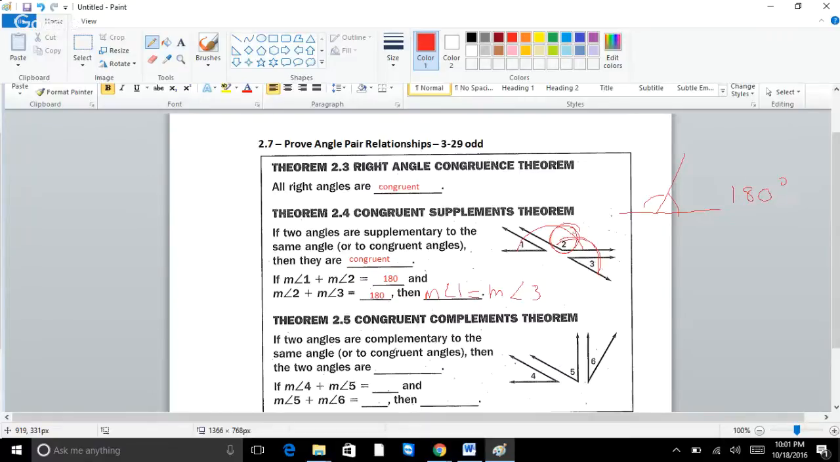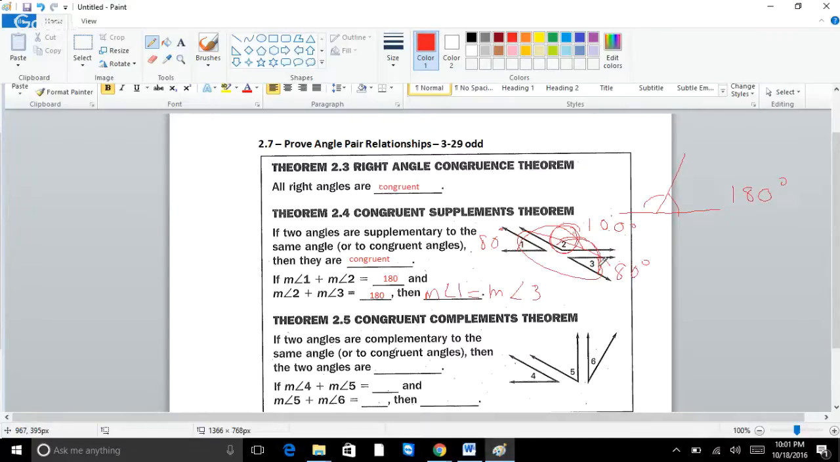So let's say that angle 2, I'll make it really easy, is 100 degrees. If it's a supplement to 1, that would mean that 1 is 80 degrees. And it's a supplement to 3, that would mean 3 is 80 degrees. And that means that 1 and 3 are equal to each other. So it's kind of that idea of: if 1 is equal to 2 and 2 is equal to 3, then 1 is equal to 3. Kind of a similar sharing idea with the transitive property.